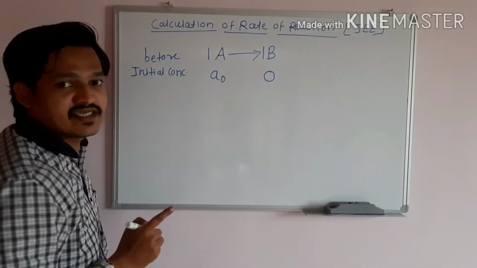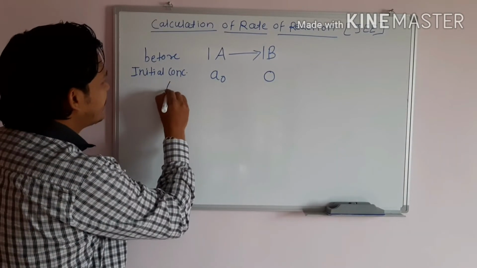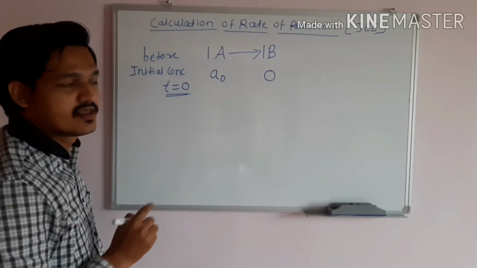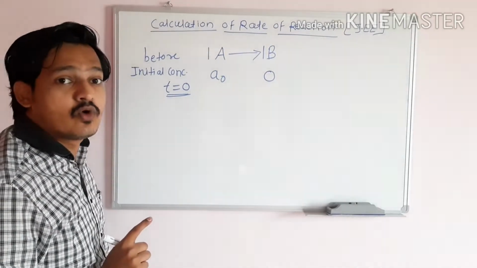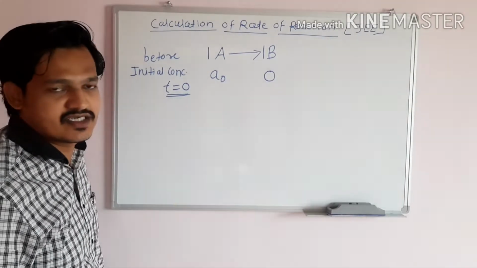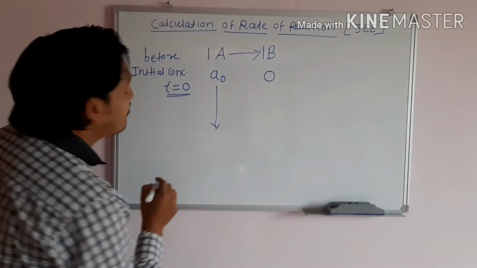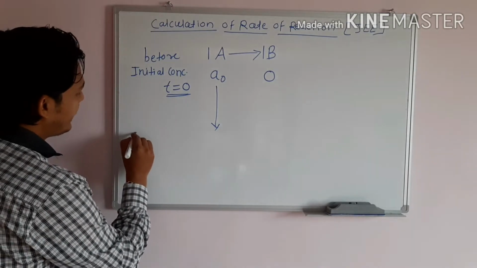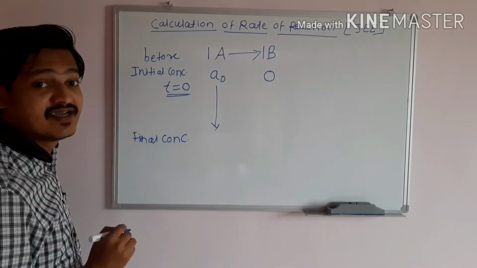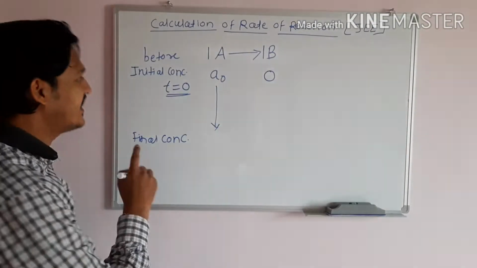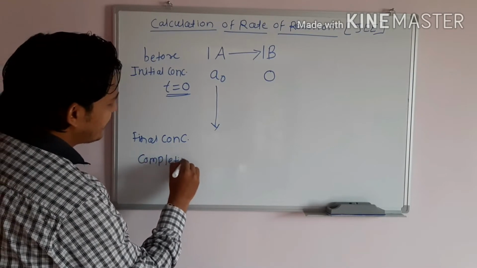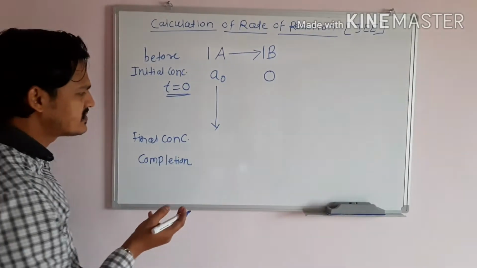So the value of B is 0. Initial concentration is A0, at time T equal to 0, because the reaction has not started. Then as time goes, the concentration decreases. The reaction starts, the concentration decreases. Then we have to write the final concentration. Final concentration means the reaction is completed, completion of the chemical reaction. What is the value of final concentration?